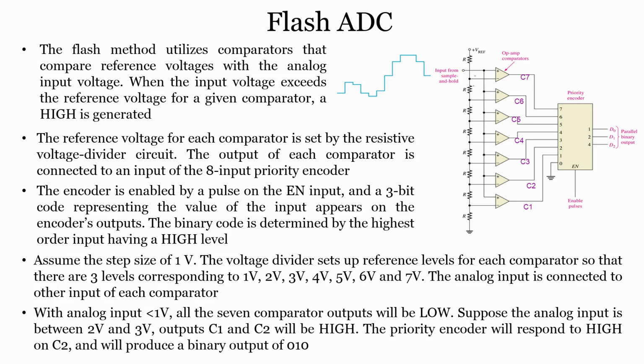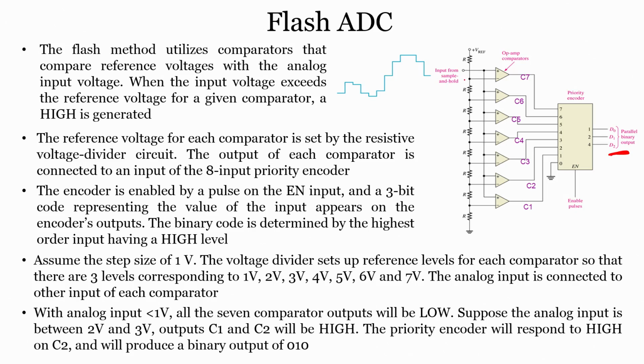So, you have a reference voltage, you have an input from the sample and hold circuit, and depending on the reference voltage and input voltage, if the reference voltage is higher than the input voltage, then you have 0 at the output. If the input voltage is higher than the reference voltage, you have 1 at the output, and that goes to the priority encoder, and that is finally converted to your parallel binary output, right. So, there are enabling pulses to the encoder, there are op-amp comparators, and there is input from sample and hold.